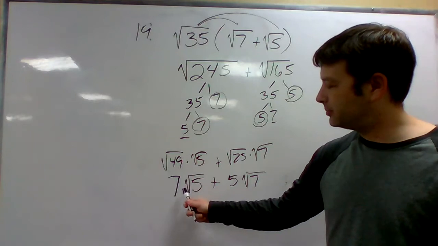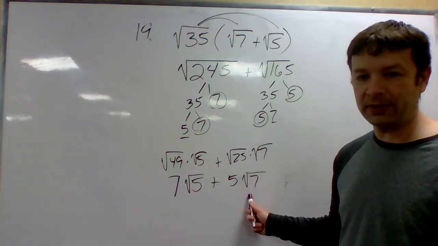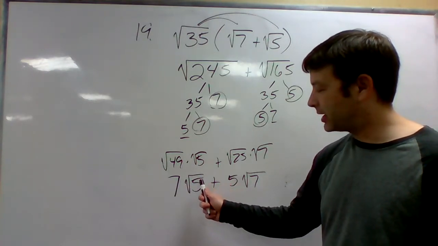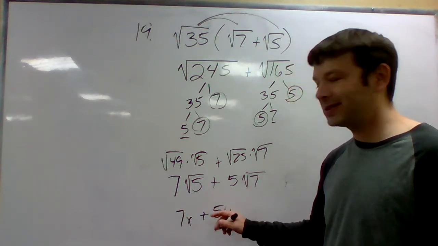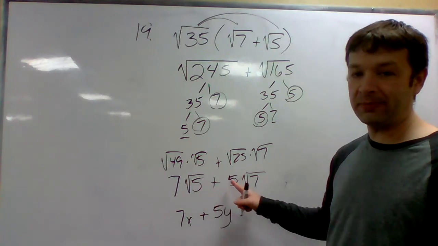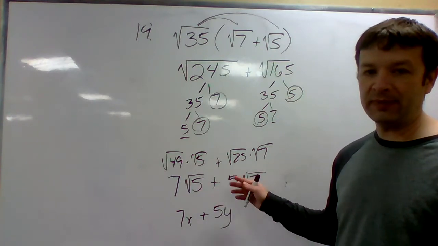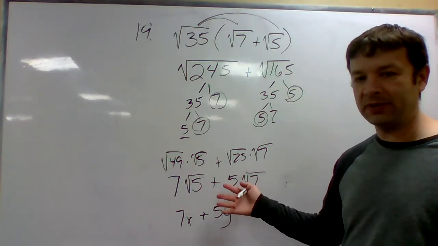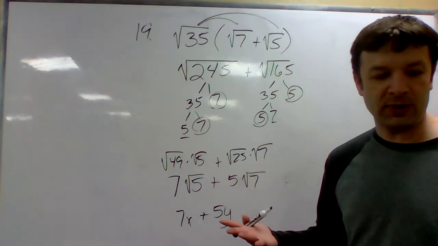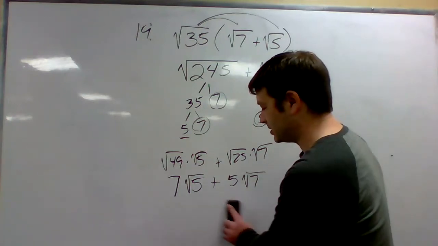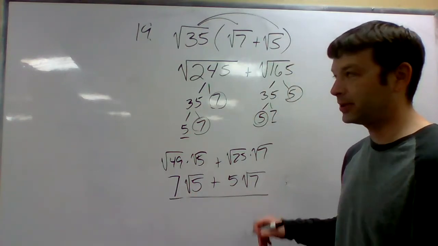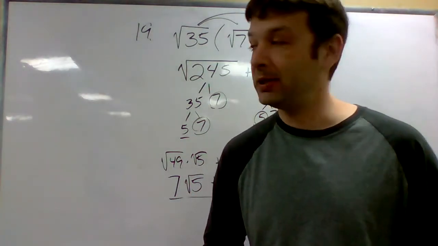Okay, do these two actually add together? No, they do not. It's kind of like 7x plus 5y. It does not simplify. They both have to be the same square roots. Okay, 7 square root of 5 plus 5 square root of 7 is two different things, so it's not 12 of anything. So it doesn't simplify. So this is the final answer right there. All right, that was 19.